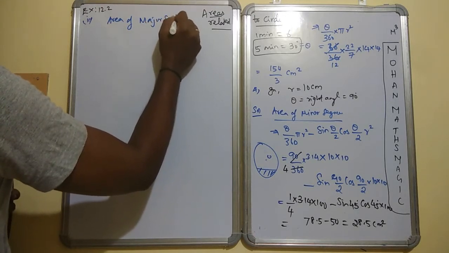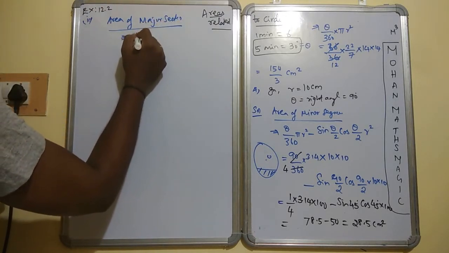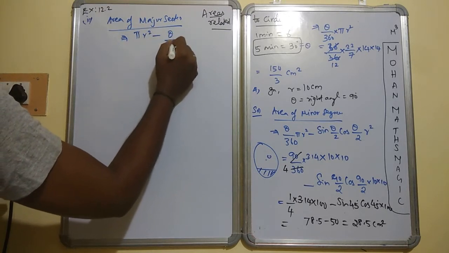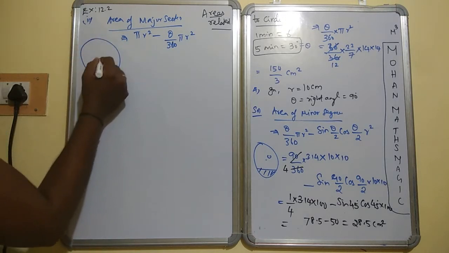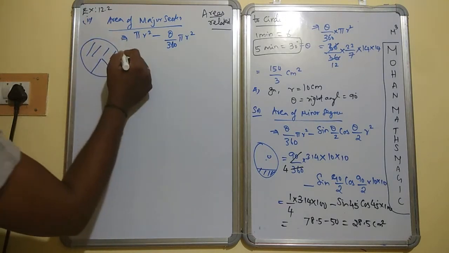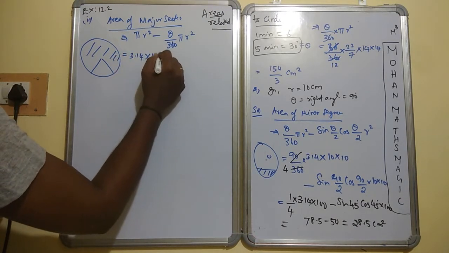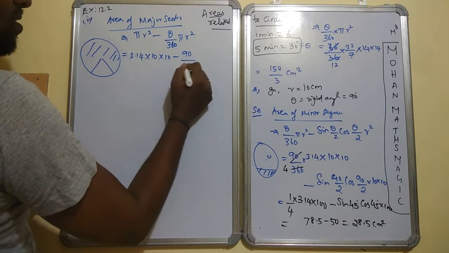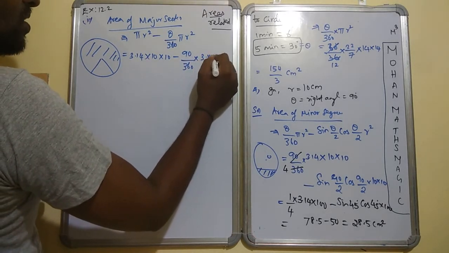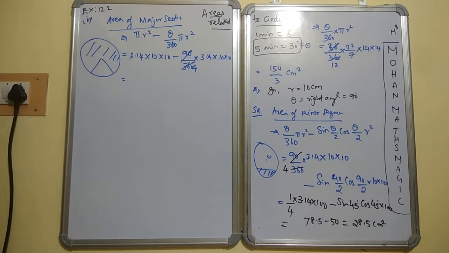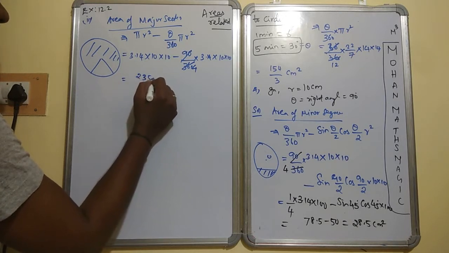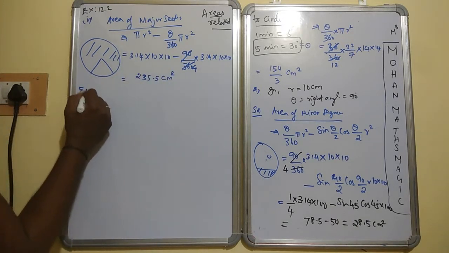What's the formula for the area of a major sector? Area of the circle minus theta by 360 into pi r square. So the area of a major sector is this portion. So pi value 3.14, radius 10 times 10, minus theta value 90 upon 360 into pi value into radius 10 times 10. After calculating, the major sector answer is 235.5 centimeter square. Question number 5.